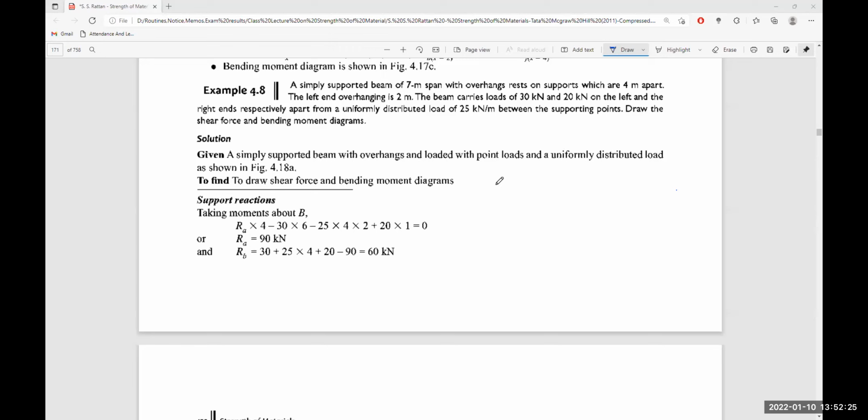Now, let us go through this simply supported beam of 7 meter span with overhangs on supports which are 4 meter apart. The left end overhang is 2 meters, and the beam carries a load of 30 kilonewton and 20 kilonewton on the left end and right end respectively, along with a uniformly distributed load of 25 kN per meter between the supporting points. Please draw shear force and bending moment diagrams.